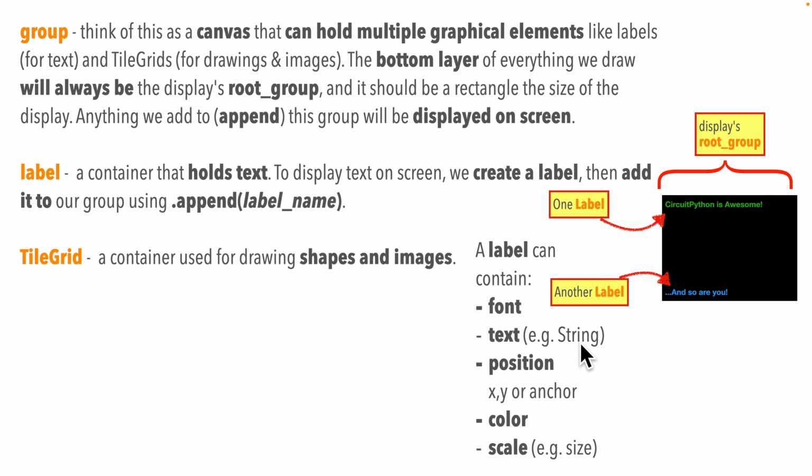So what we'll do is we'll create a label and we'll add it to our root_group. Now a label can contain the label's font. The terminalio font is built into CircuitPython, but we've also loaded a folder named fonts that contain other fonts in the BDF format. The label also has the text, which is a string that makes up our content, and initially we'll use a position, think XY coordinate, for placing the label in our group. We'll also give our text a color, and there are a bunch of other optional label properties too, like the scale, which is a factor we could use to resize the label.